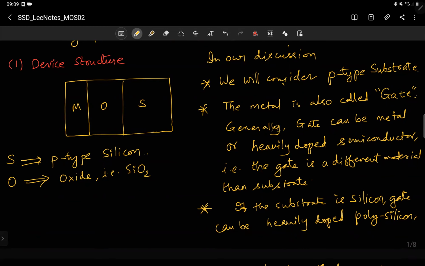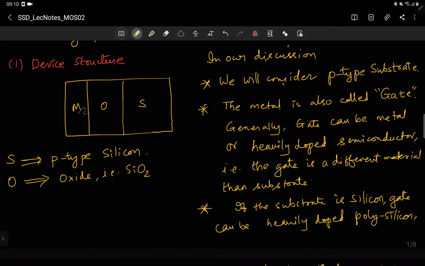Okay, generally this gate is different from the gate that you have in digital circuits. Don't get confused, but maybe possibly that digital logic gate has come from this itself. This is like a gate opening, in the sense that it controls flow. Generally the gate can be metal or heavily doped semiconductor. That is, the gate is a different material than the substrate. Normally the gate is a different material than the substrate.